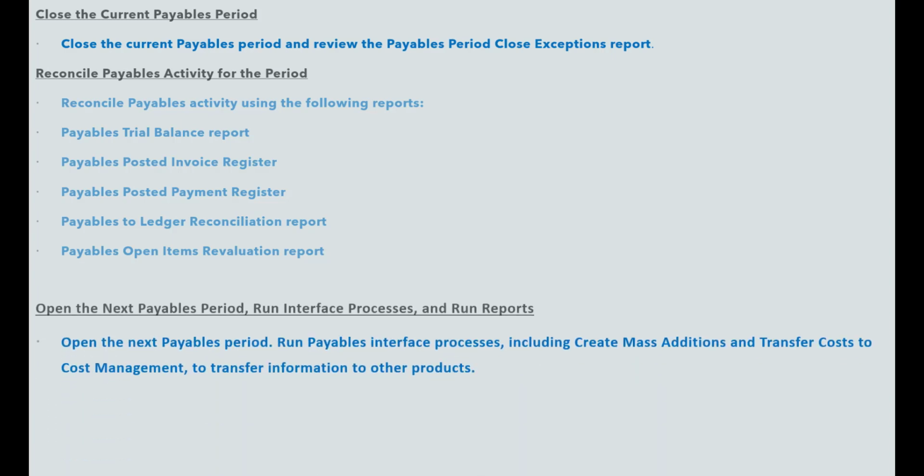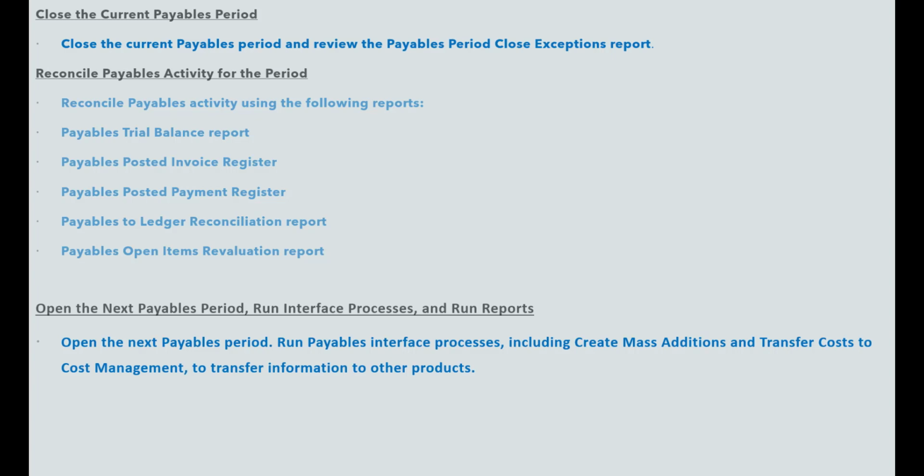Open the next period, run interface. Once the next period is open, you can run payable interface processes, including create mass additions and transfer costs to cost management, to transfer information to other products. For example, for mass additions, you will transfer the information to other products like the fixed assets module. For cost management, you transfer the cost to cost management. If you have any other legacy systems and there is integration between payable and this legacy system or a third party, again you can run the interface processes.